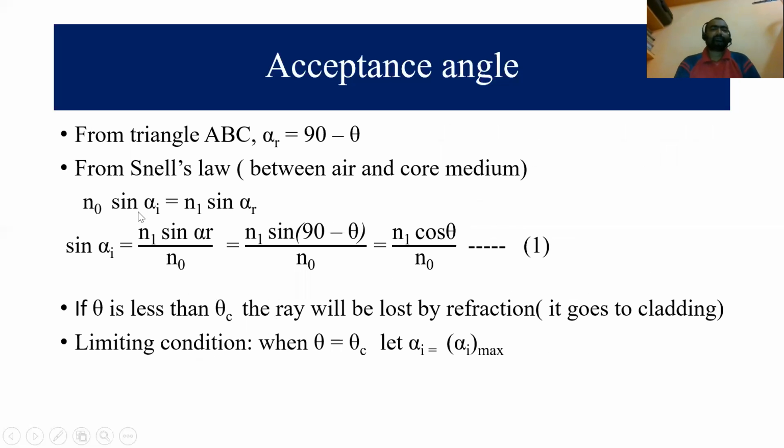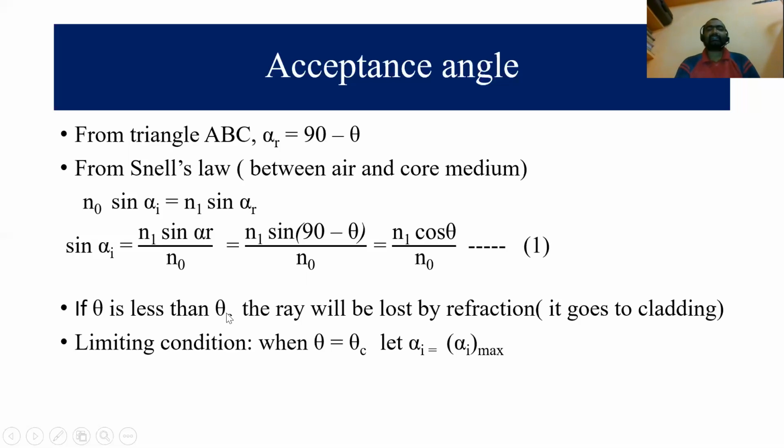So from Snell's law, finally we can write: n0 sin alpha I equal to n1 sin alpha r. From this we can write sin alpha I equal to n1 by n0 into sin alpha r. So we can write alpha r as 90 minus theta. So n1 by n0 into sin of 90 minus theta. At 90, sin becomes cos. So n1 cos theta by n0.